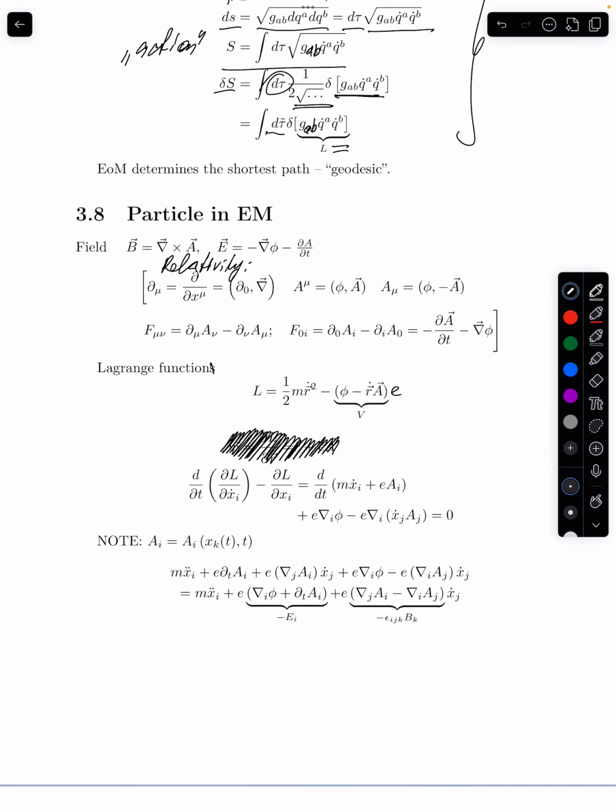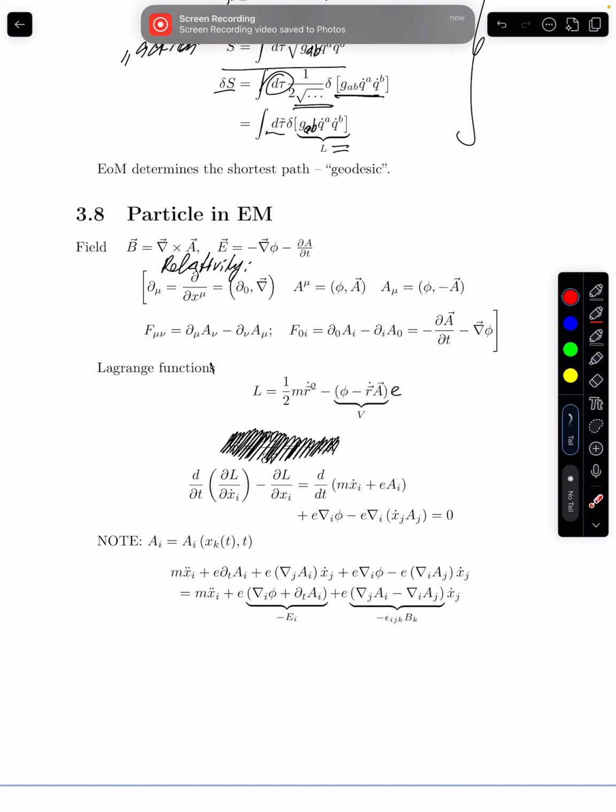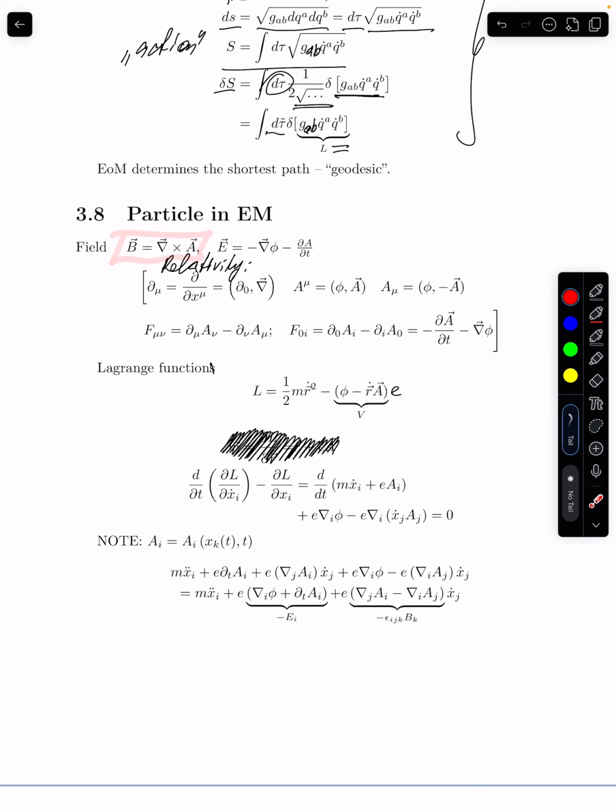So now we are going to consider a particle and electromagnetic field. Okay, particle and electromagnetic field. Now, just a reminder that we have the magnetic field, which can be expressed through the vector potential in this form. It's the curl of the vector potential.